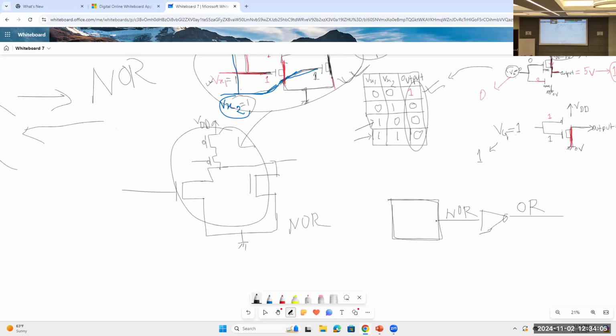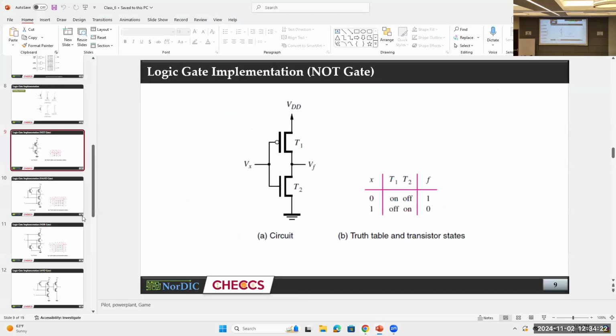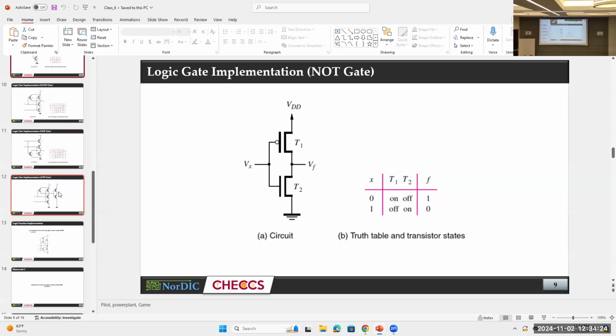But OR gate logic is simple. It's simple to think and simple to calculate. But in terms of circuit implementation, NOR gate comes first, then OR gate. Okay, so let me show you the OR gate circuit. It looks complex, but when you understand, it's very simple.